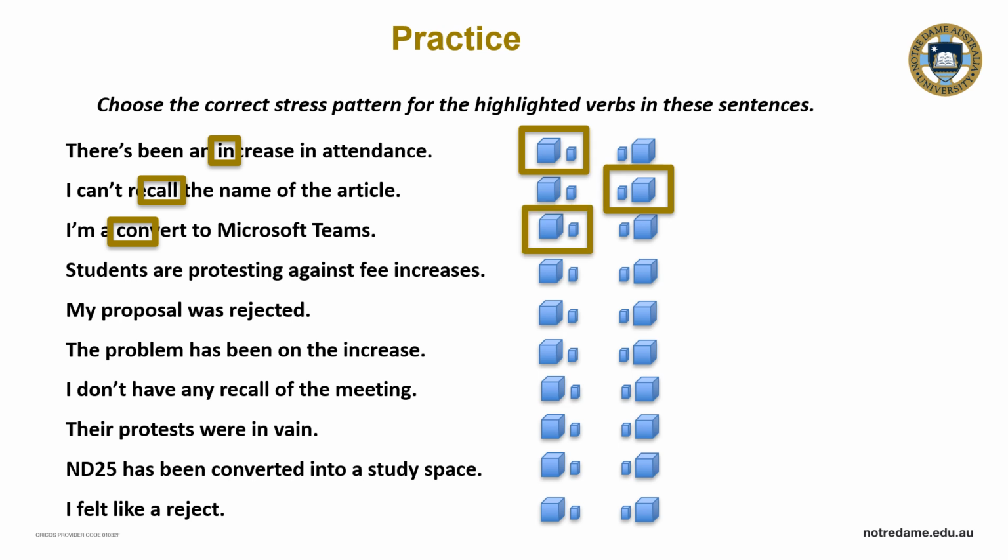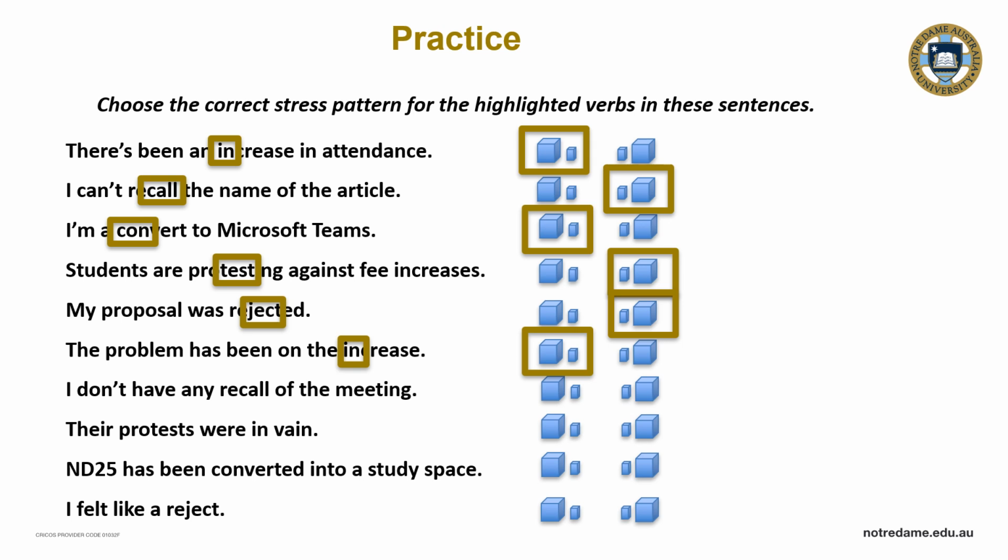The next one: students are protesting against fee increases. That's the verb. Like the other verbs, it's stressed on the second syllable. My proposal was rejected. Another example of a verb stressed on the second. The problem has been on the increase. It's the noun stressed on the first one, just like the example right at the top.